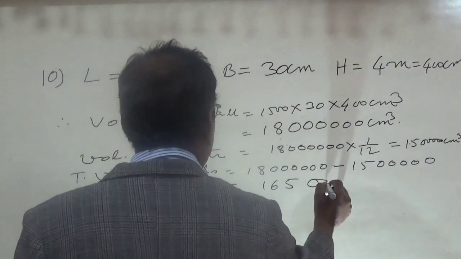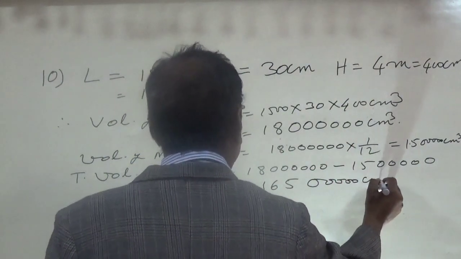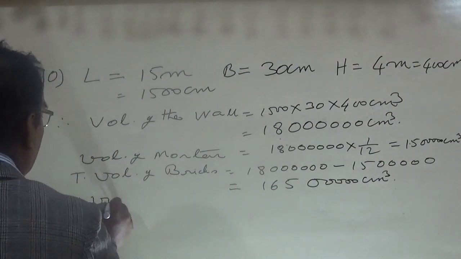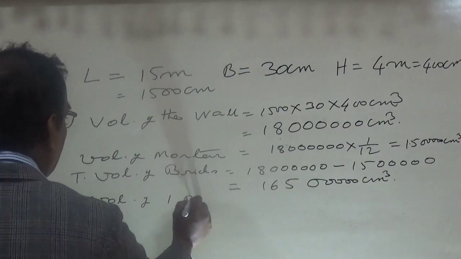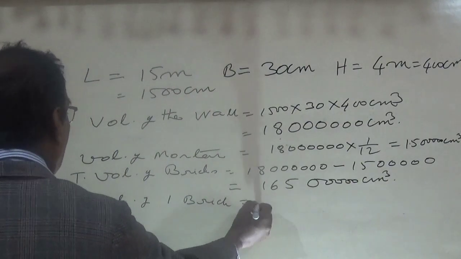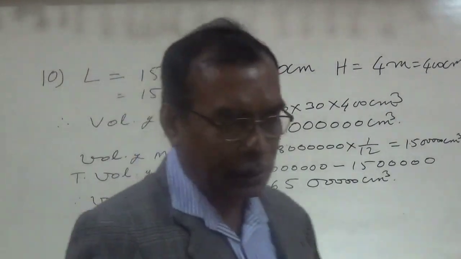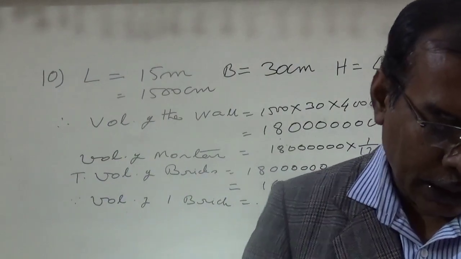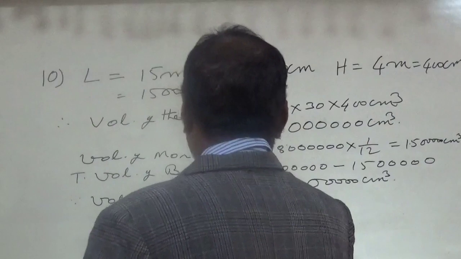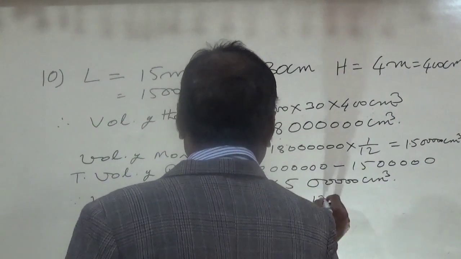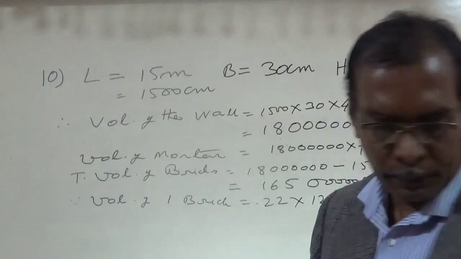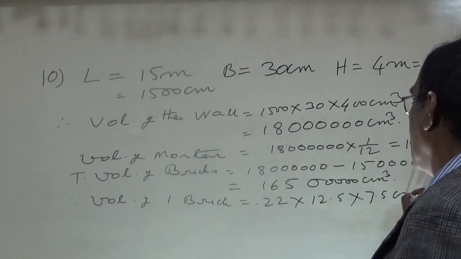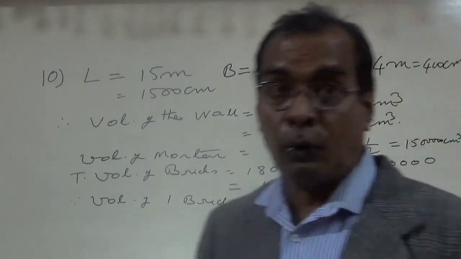165 followed by 5 zeros is the total volume of the bricks. Now I am finding the volume of one brick. Length, breadth and height of the brick is given as 22 centimeter by 12.5 centimeter by 7.5 centimeter. Total volume of one brick.